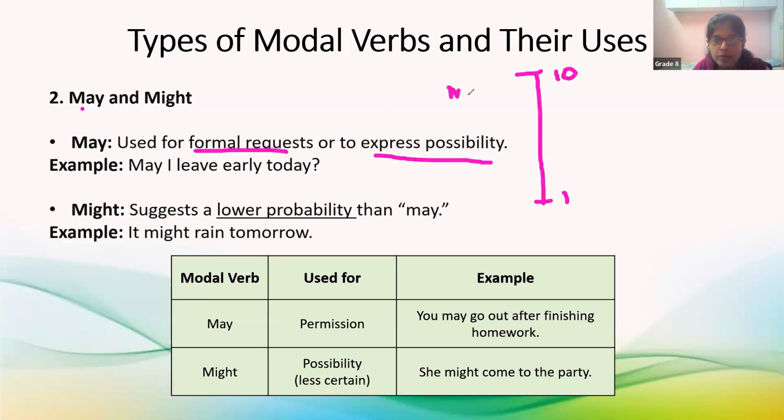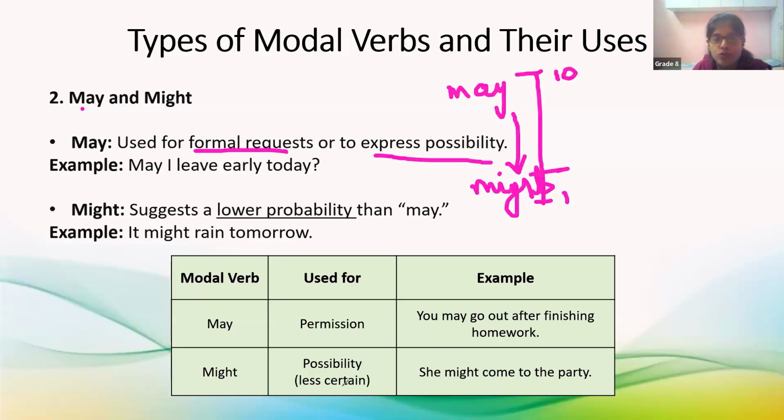May will come here. This is may. But might will come a little lower. Might will be here. Might means not very certain, but yes, it will be there. So we say it might rain today. Now rain is in nobody's control, but we say it might rain today.